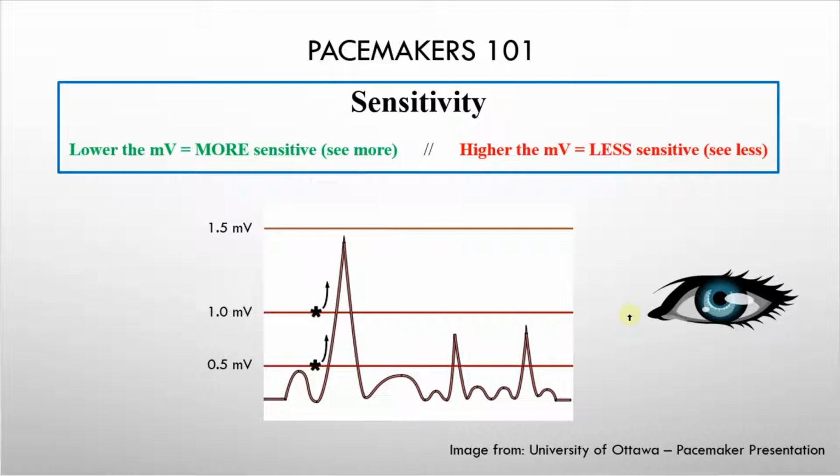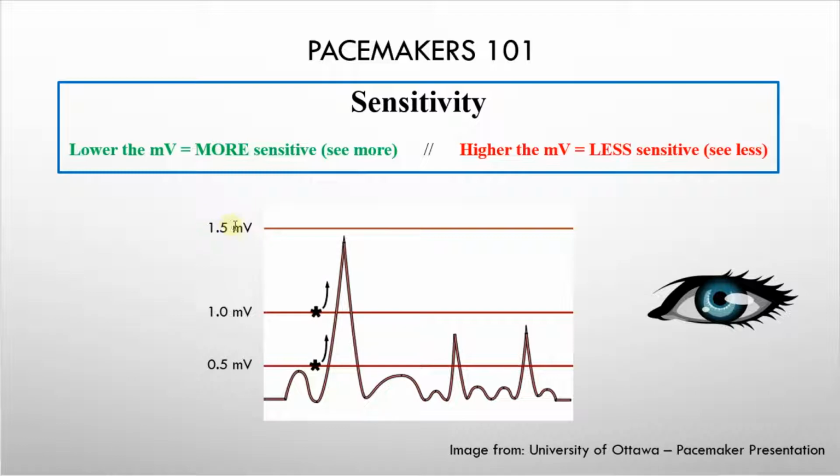Now, the principle of sensitivity is the ability of the pacemaker to see the patient's own intrinsic heartbeat. Okay, and the principle of sensitivity is based on the idea that the lower the millivolts, the more the pacemaker can see. The higher the millivolts, the less the pacemaker can see. If you can see from this little image here, 1.5 millivolts is higher than 1.0, which is higher than 0.5.